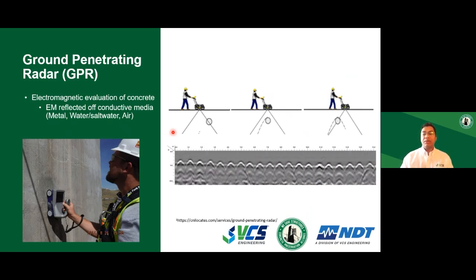As an example, when a GPR unit passes over a metallic object like reinforcement, like a rebar or a post-tensioning strand, the electromagnetic waves are reflected back to the receiver in the GPR antenna and are graphically manifested as a hyperbola. This is what typical GPR scan data looks like for reinforced concrete, with each hyperbola representing the presence of a rebar. Using this technique, we can get various information from the structure.